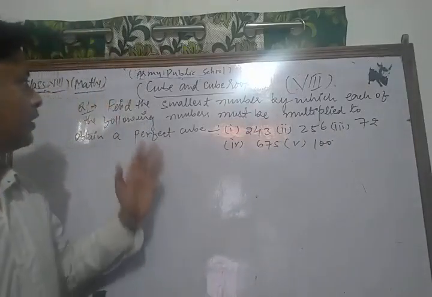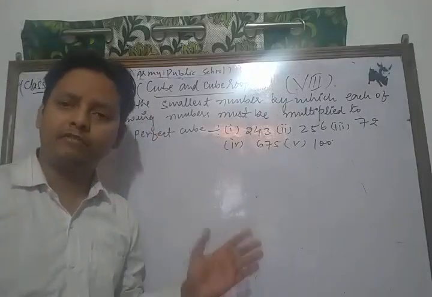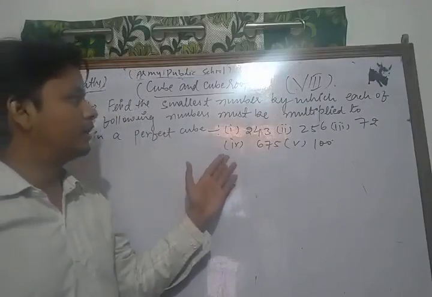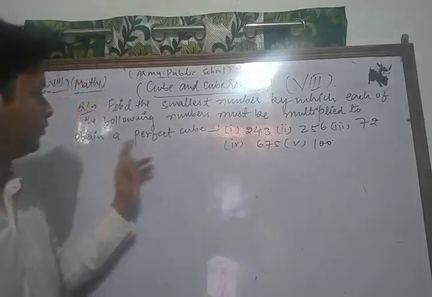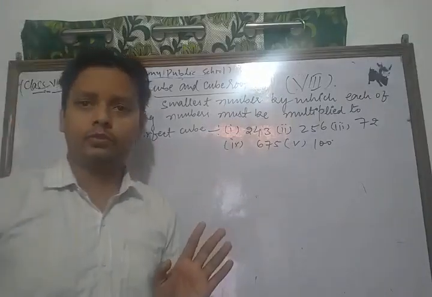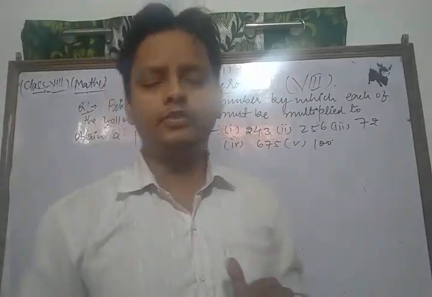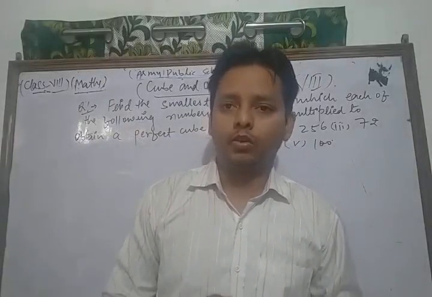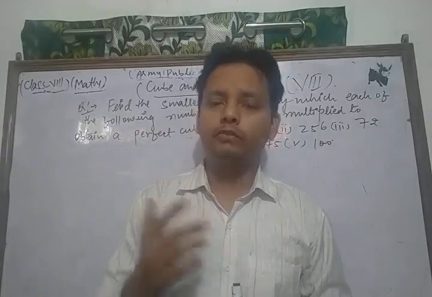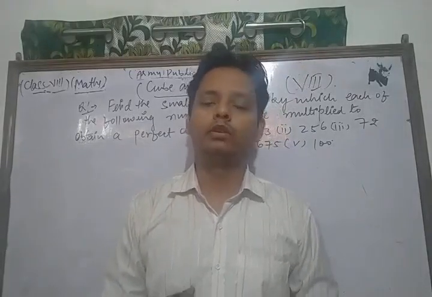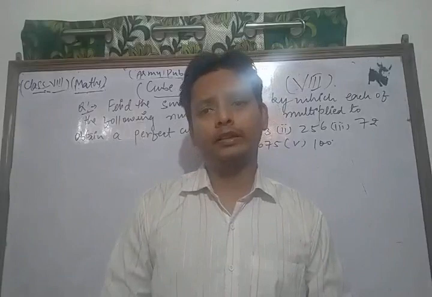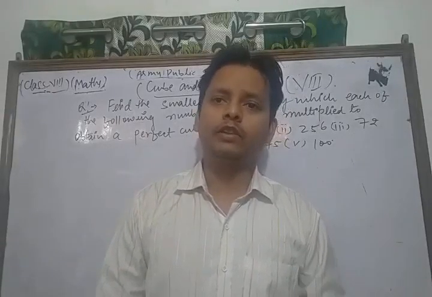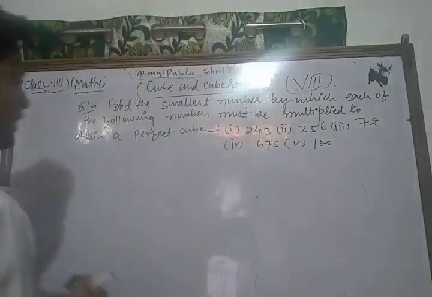Now let's see here. We find the smallest number by which each of the following numbers must be multiplied to obtain a perfect cube. In that type of question, first of all, we do their prime factorization. After the prime factorization, we form groups of the factors in triplets of equal factors. After that, we find its solution. Let's see.